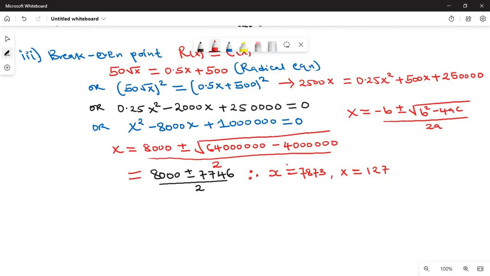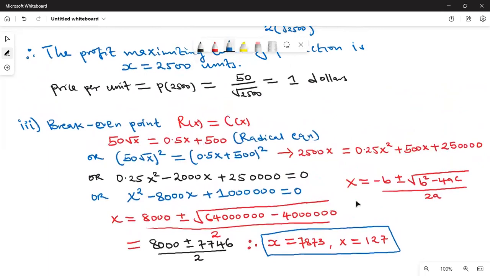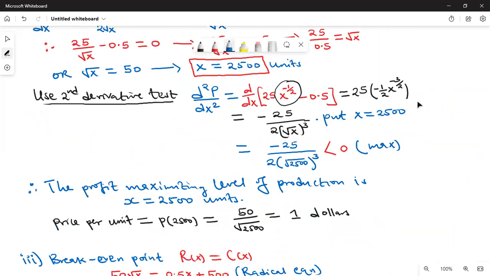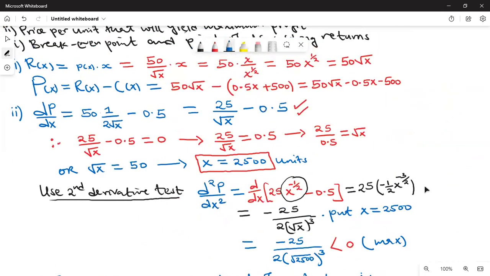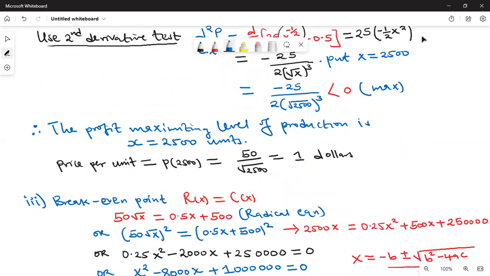Another one is the point of diminishing returns. Let me just bracket this to make these two the break-even points. And I already told you what you mean by break-even point. Now, point of diminishing returns is where the second derivative of the profit function is equal to 0, and then solve for x.